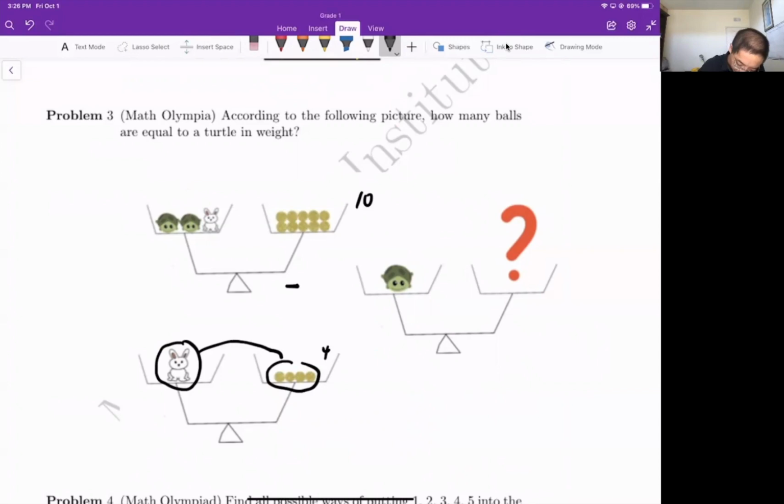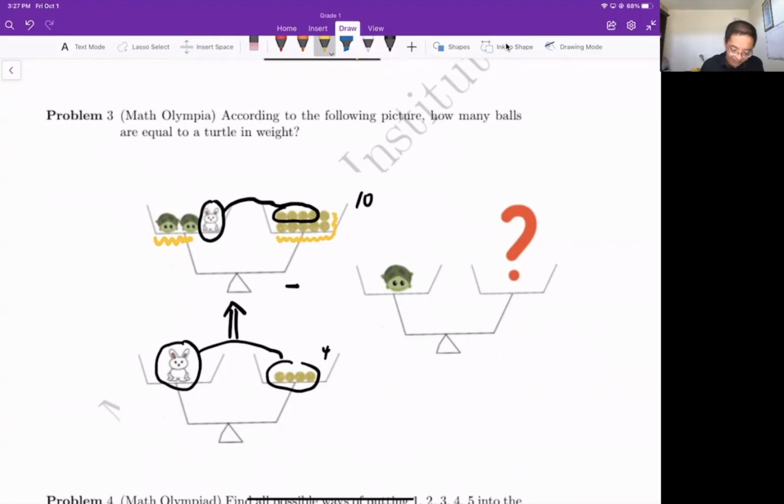So if you look at the picture, if we go from here, we say, well, I know a rabbit is the same as 4 balls. So we can move the 4 balls from here, right? We can move 4 balls away. It's the same as 4 balls. I can just move 4 balls away, all right? And then this tells us, okay, 2 turtles is the same as 6 balls left, right? 10 balls, 4 balls are removed, then we have 6 balls left.